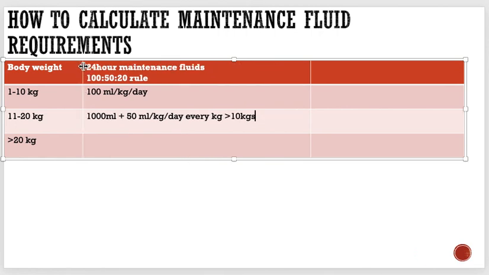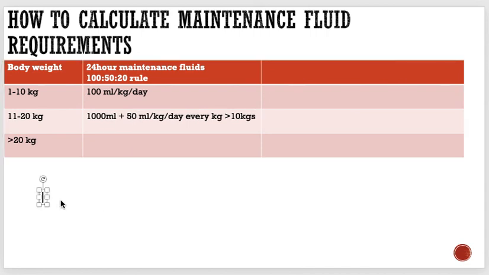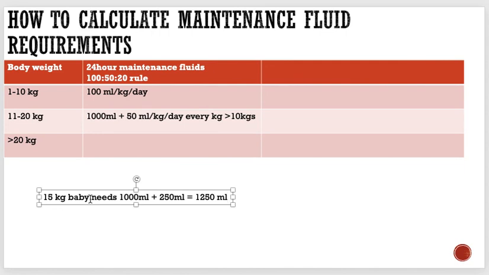So what it means, guys, is any baby who is coming with 15 kilograms, for the first 10 kilograms I will provide them 1000 ml, and for the next 5 kilograms I will add 50 for each one. So a 15 kg baby needs 1000 for the first 10 kilograms, then 50 for the next 5. So 5 multiplied by 50 is equal to 250 ml. So a 15 kilogram baby needs 1250 ml of fluid, right?